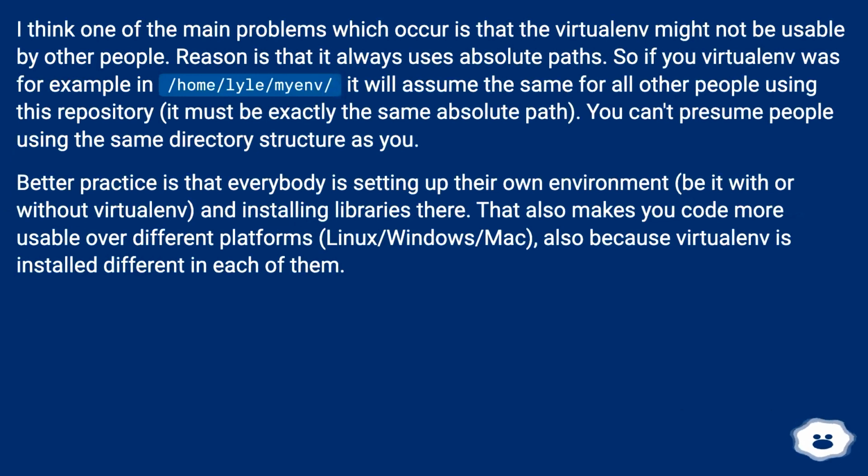I think one of the main problems which occur is that the Virtualenv might not be usable by other people. The reason is that it always uses absolute paths. So if your Virtualenv was, for example, in a particular directory, it will assume the same for all other people using this repository. It must be exactly the same absolute path. You can't presume people are using the same directory structure as you. Better practice is that everybody sets up their own environment, be it with or without Virtualenv, and installs libraries there. That also makes your code more usable over different platforms, Linux/Windows/Mac, also because Virtualenv is installed differently in each of them.